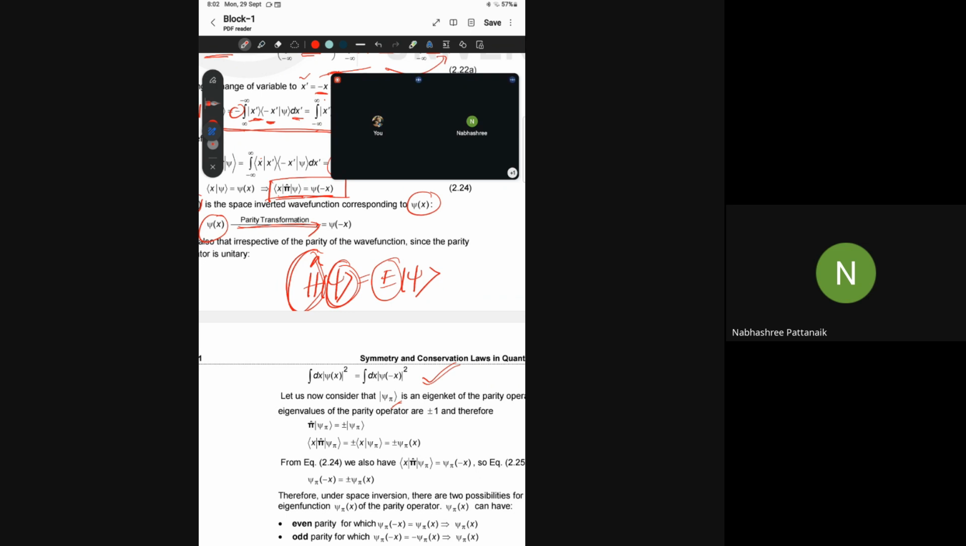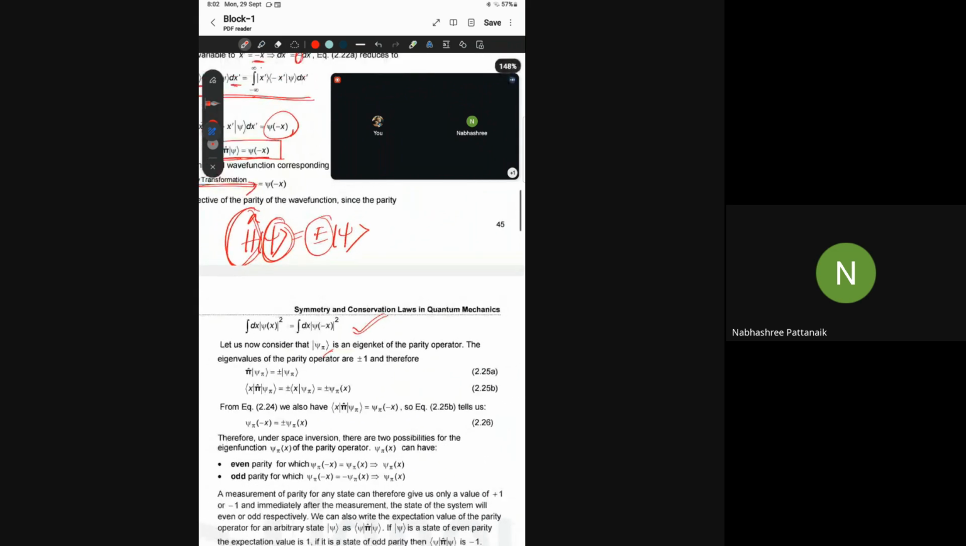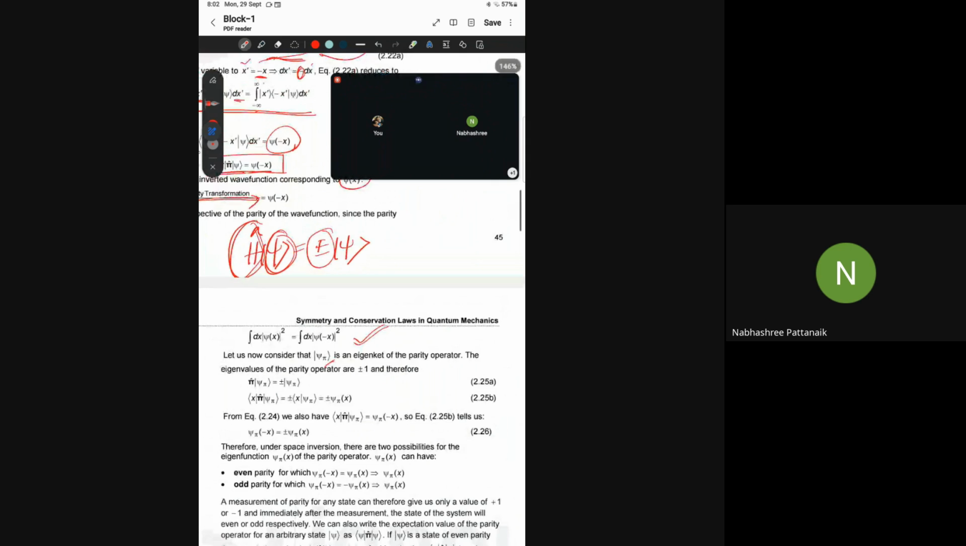So when you operate the Hamiltonian on a state function, that will produce the value of energy. Okay. So that is basically the measurement step. So if you consider psi pi an eigenket of the parity operator, and you operate parity on a state function, that will give you the value. Value means what? Either parity will be even or parity will be odd, right?